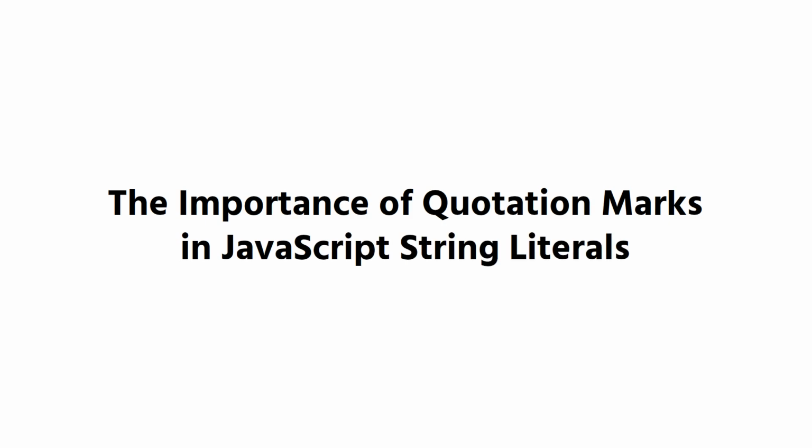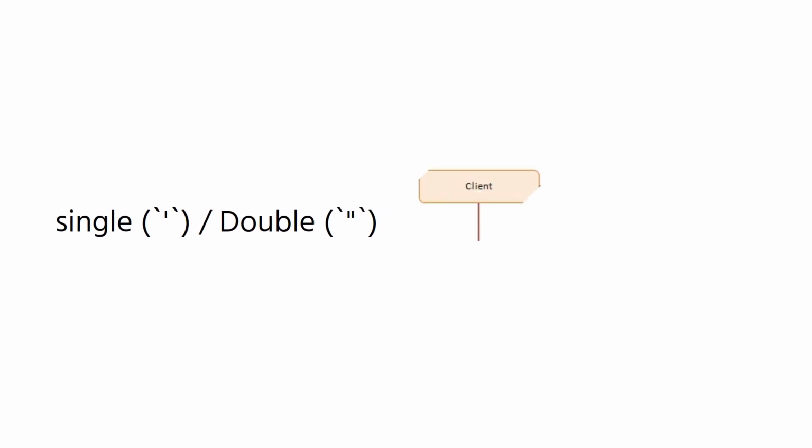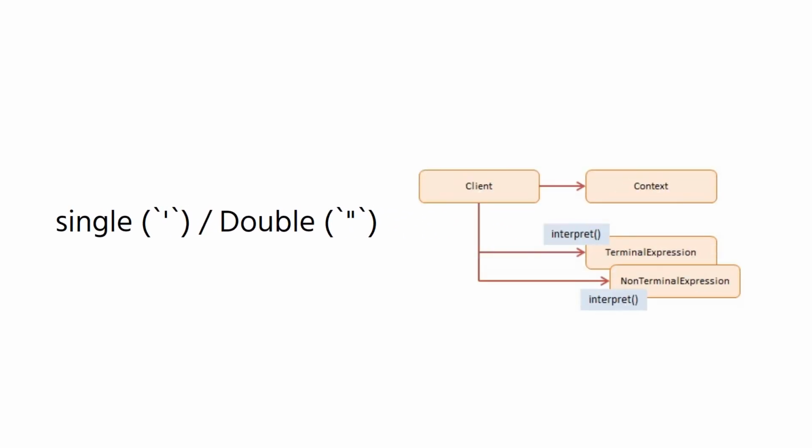The importance of quotation marks in JavaScript. String literals in JavaScript. String literals, also known as string constants, are sequences of characters used as text values within a program. These strings are essential in storing, manipulating, and displaying text, such as messages, prompts, or textual data. To define a string literal, JavaScript requires that the text be enclosed in quotation marks, either single or double. These quotation marks are crucial as they signal the beginning and end of the string to the JavaScript interpreter, distinguishing the string content from the rest of the code.